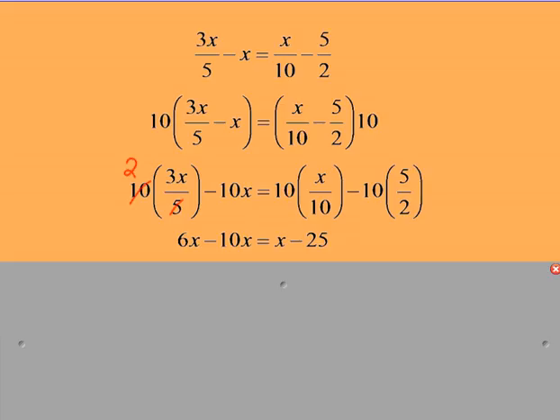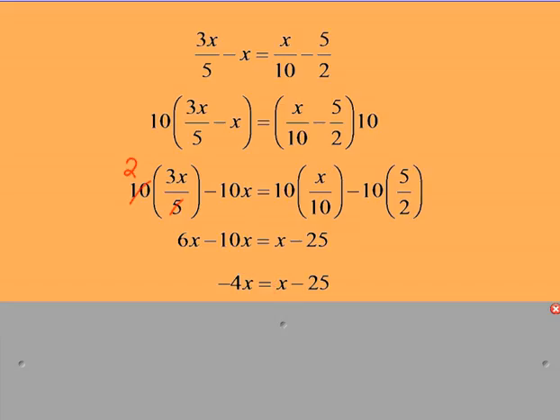Now we can start to simplify the 2 sides of the equation. So on the left side, 6x minus 10x gives us negative 4x. Of course, we have this x that we need to move over to this side and combine with that x.